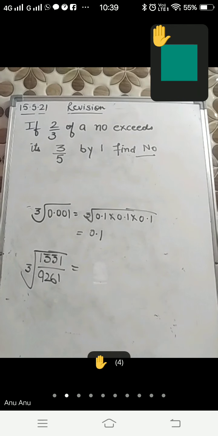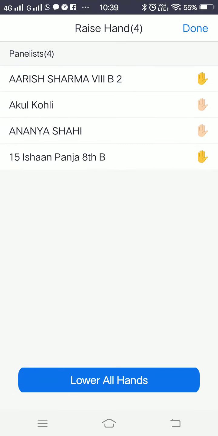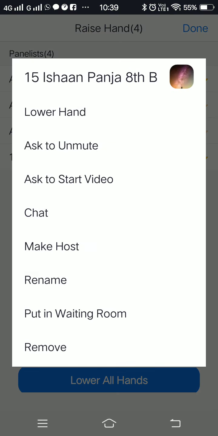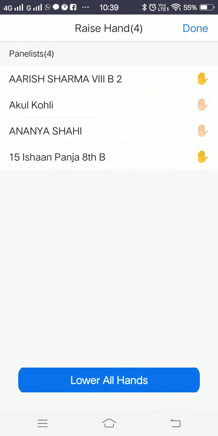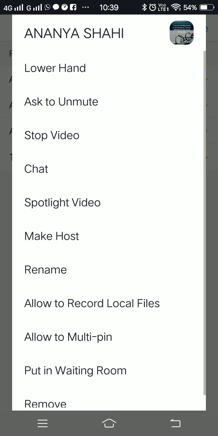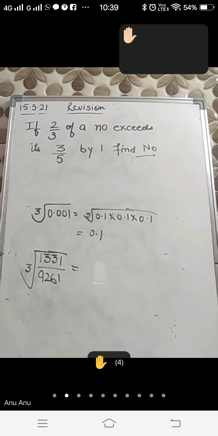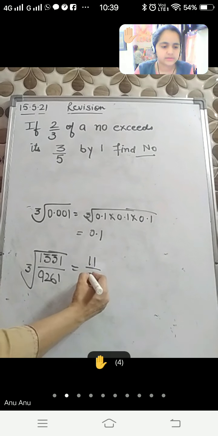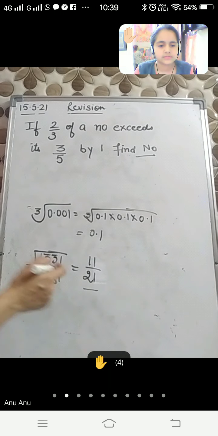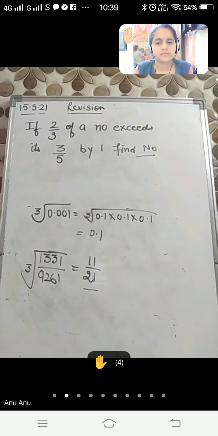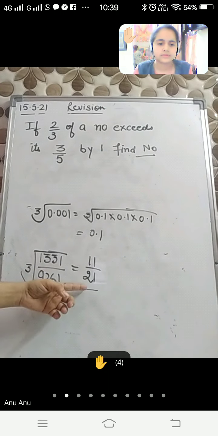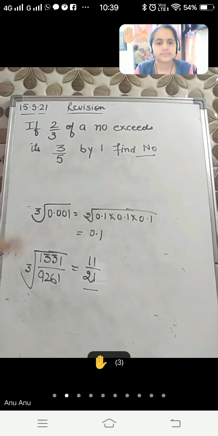What's the answer of this part? Second. Ishan, on your video first. Yes, Ananya. So 11 is a prime number. We can't cancel it out. So this is your answer.